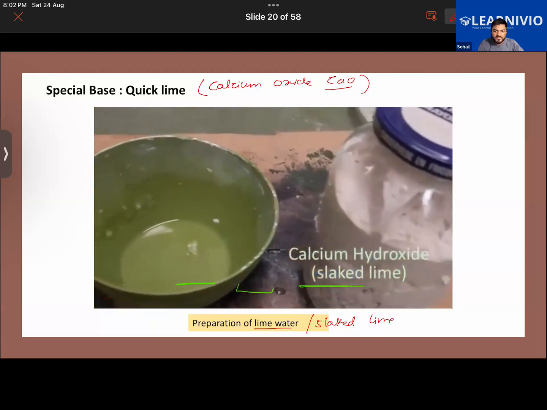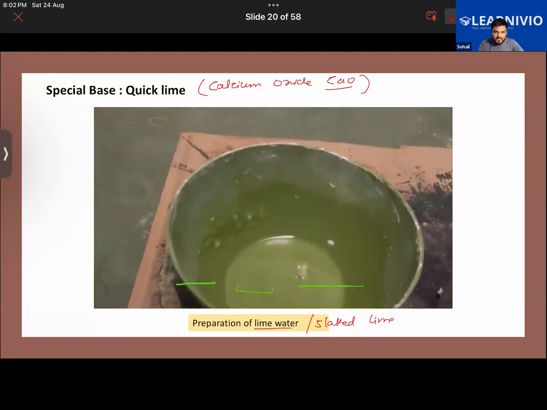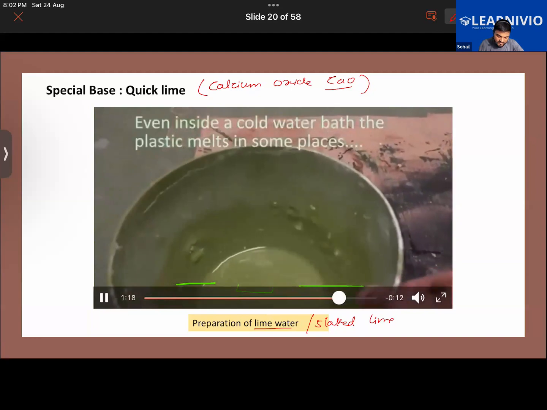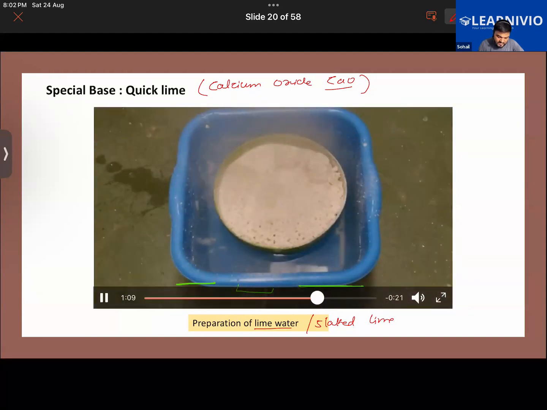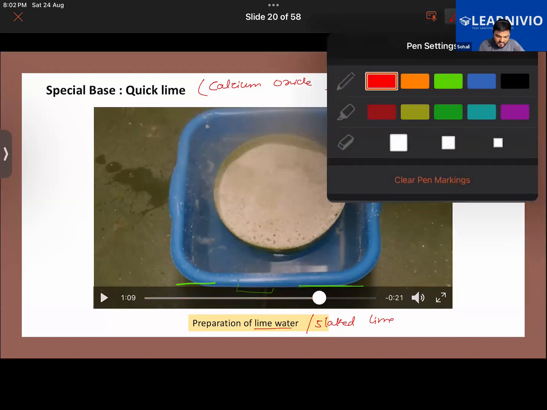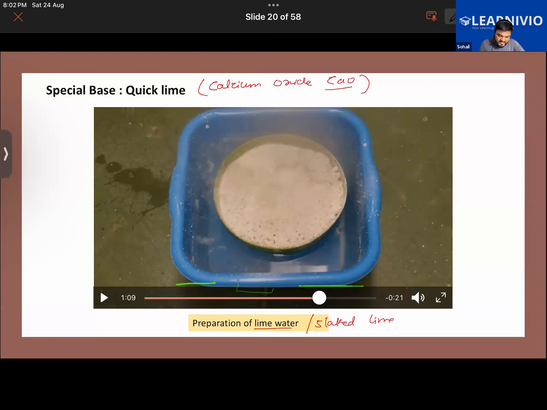So now you have slaked lime. The product that we will have at the end is this paste that you see now. That is basically calcium hydroxide, or slaked lime. So I hope this is clear to everyone. And this is what basically happened.